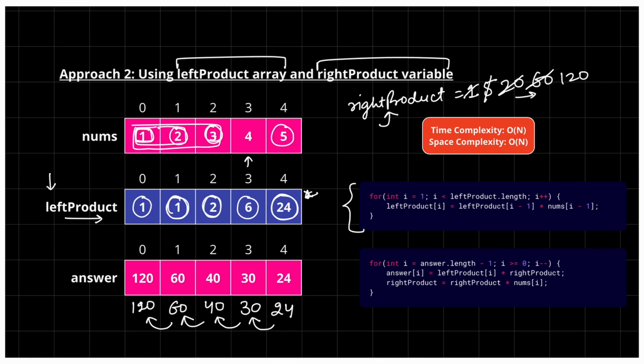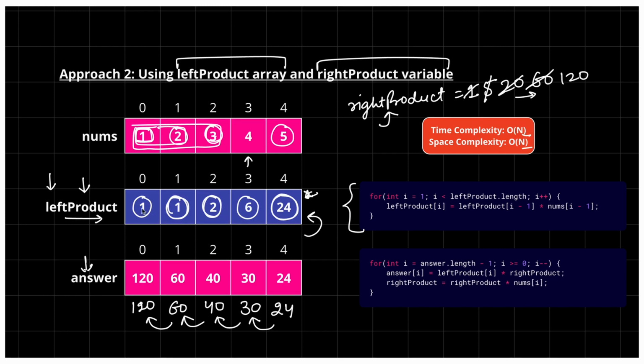Now in this approach, what I have done is I have taken only a left product and an answer array. Then it is big O of n and big O of n, because I am still taking n extra space. The time complexity is still big O of n, but I am still taking big O of n extra space.